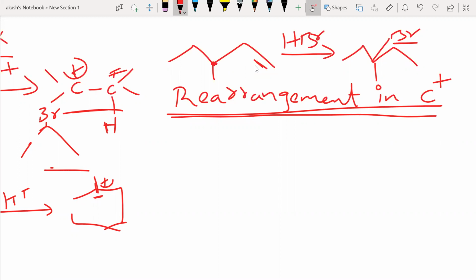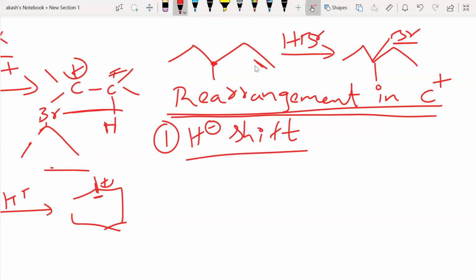Now, what are all the things you can do if you want to make a more stable carbocation? What are all the types of rearrangement and what are the rules you have to follow? The first type of rearrangement is the hydride shift. H minus is going to shift. The example I took here is an example for hydride shift. We'll see what happens there.